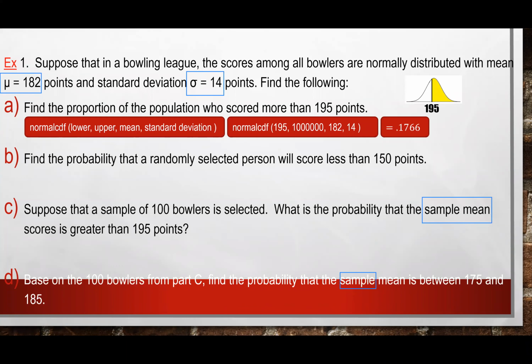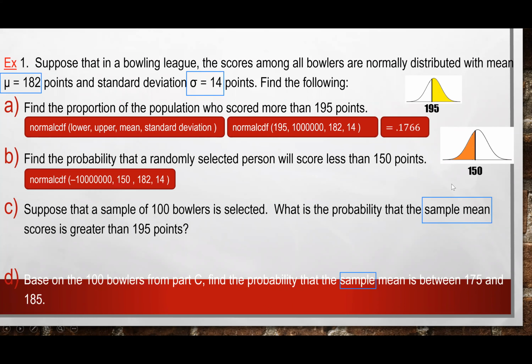It's just that now my endpoint is some negative humongous number, which is negative 1 million or 10 million. And the upper endpoint, or the upper limit, will be 150. Looking at this, we have normal CDF, negative a million or 10 million, 150, comma, the same mean, which is 182, the same standard deviation, which is 14, and this will give you 0.011.